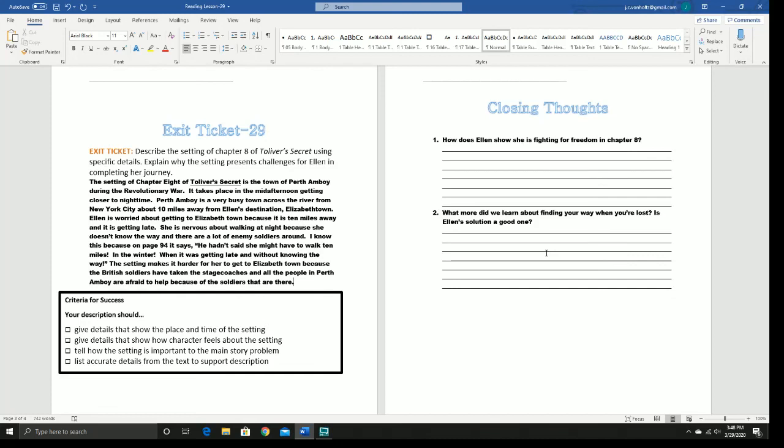And then, is Ellen's solution a good one? That's up to you. I think in some ways it is, in some ways it isn't. I think it's a good one because it shows that she's brave, and it shows that she's putting her safety on the line to help out a cause that she believes in with the Patriots. But it's also incredibly dangerous, and I'm not sure a young child like herself should be walking that way by herself at night, especially as a parent. That gets me worried. And so that's an opinion question. That's completely up to you, as long as you can explain your reasoning.